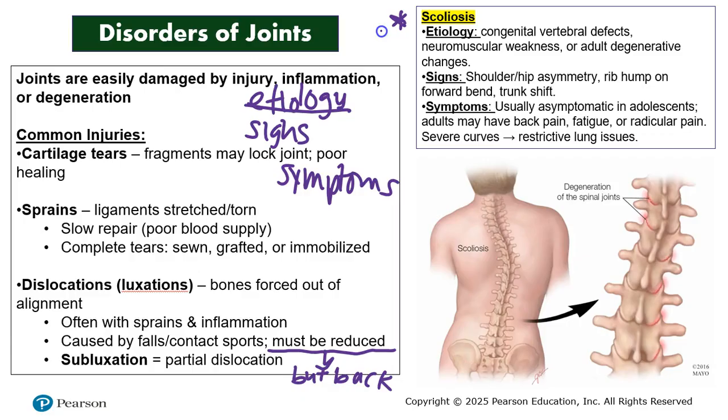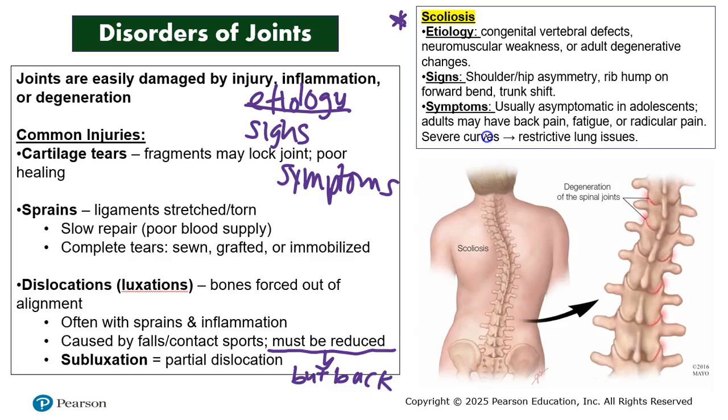Now, when you're looking at all this, it's just a lot of talk here. Your goal is not to remember every single piece of the etiology of scoliosis or every sign and symptom. Your goal is to just choose 1 or 2. You know what I mean? For etiology, I'm like, okay, adult degenerative changes, or it's congenital, so it happens at birth, right? Also, you can think of signs. Some signs will be your shoulder and hip are asymmetrical, a rib hump on the forward bend, and the trunk of your overall body is going to shift as well. So just choose one of those. Shoulder, hip, asymmetry. There you go.